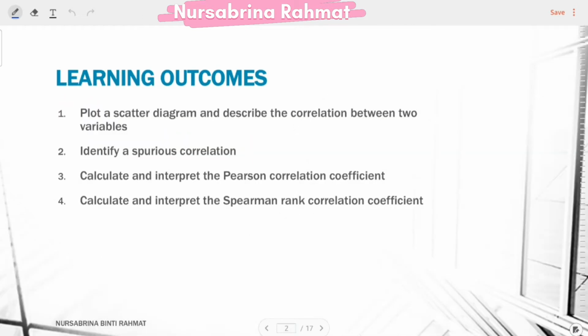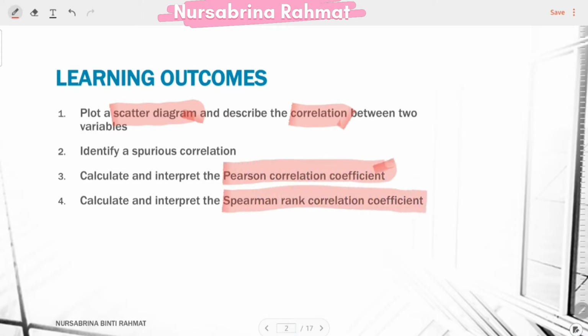The learning outcomes for today's lesson are, first, I will show you how to plot a scatter diagram, sometimes referred to as a scatter plot. From the scatter diagram that we plot, we're going to find out the relationship between the two variables. Is there any correlation present or not? Secondly, we're going to find out about spurious correlation. Third, we're going to calculate and interpret the Pearson correlation coefficient. And lastly, the Spearman rank correlation coefficient.